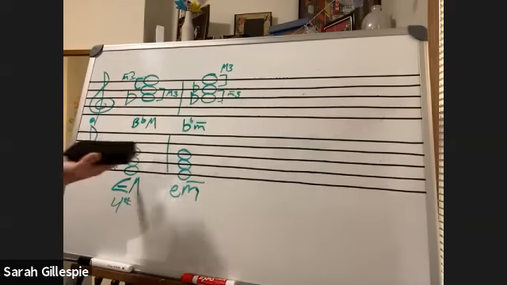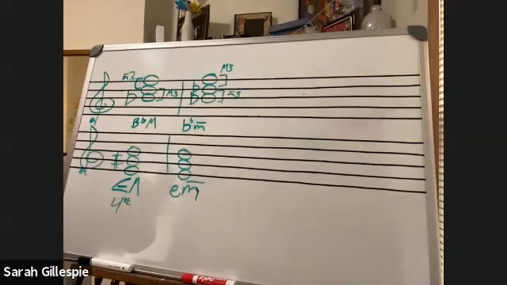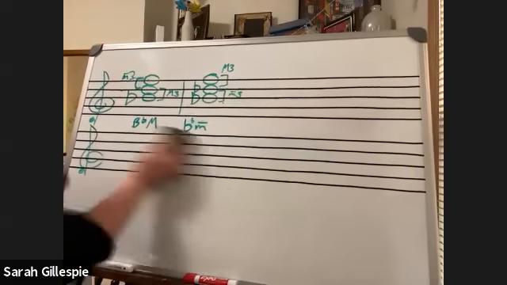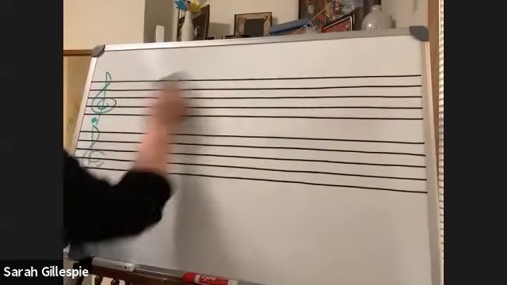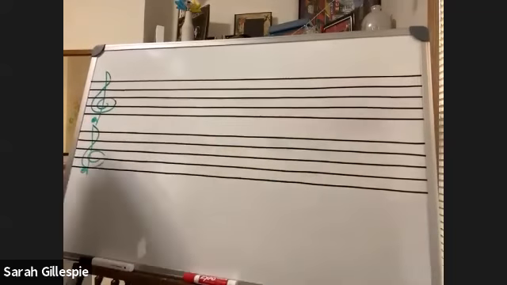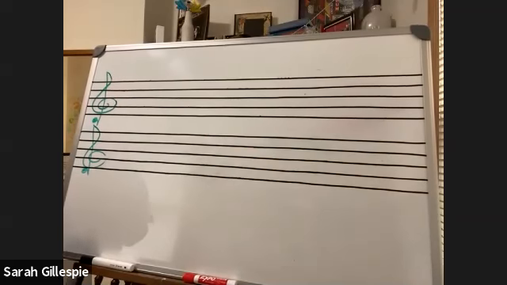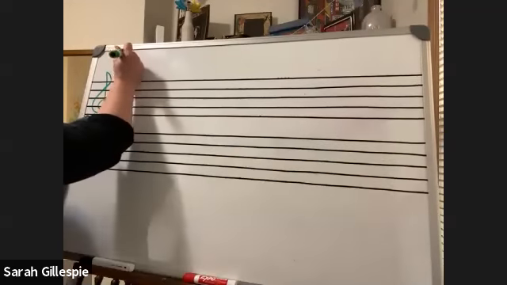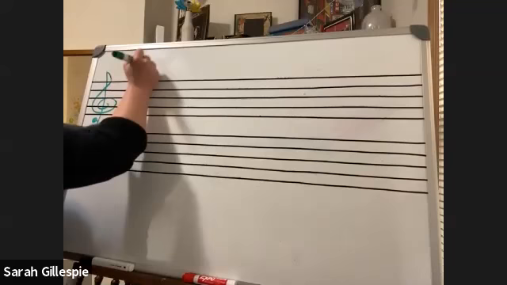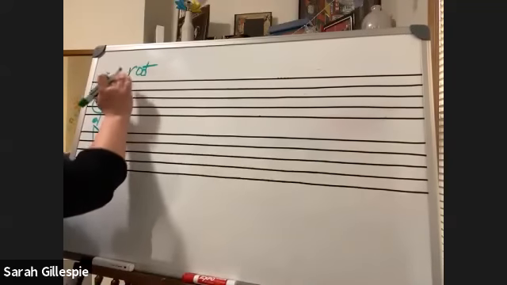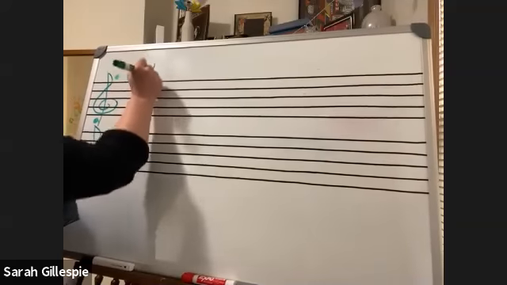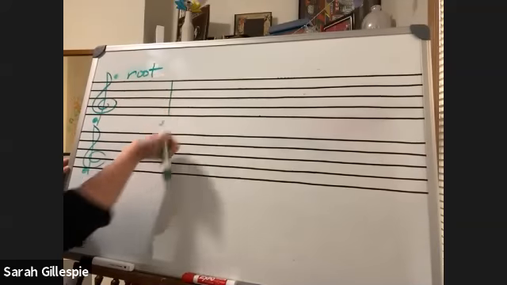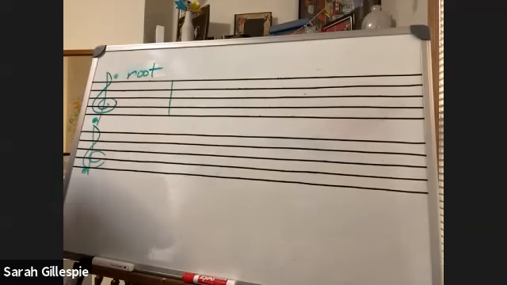So let's go back and do C, just because with C we can invert it a lot of times before we run out of ledger line space. So let's look at a C major chord, and let's talk about inversions. Up until this time, we were talking about root position, right?